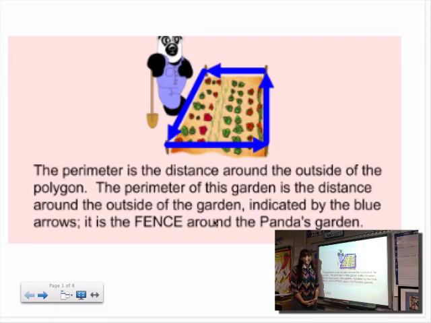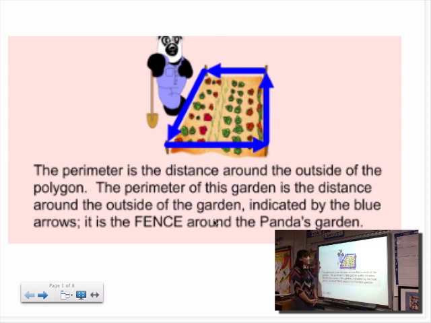We've been learning a lot of things about shapes and their properties. And today, we're going to be taking the next step as we learn about perimeter. Perimeter is the distance around the outside of a polygon. The perimeter of this garden, for example, is the distance around the outside indicated by the blue arrows.